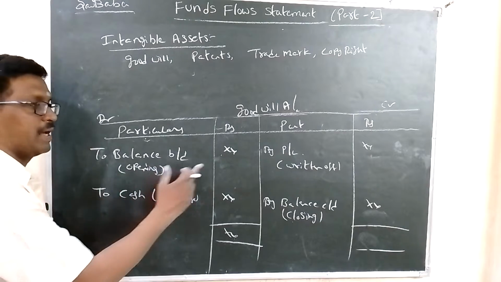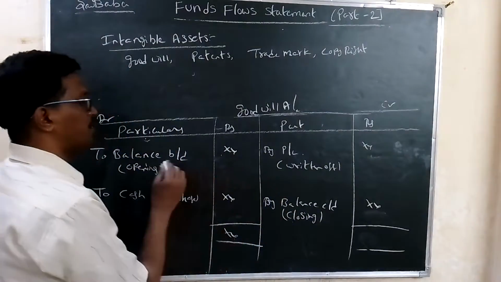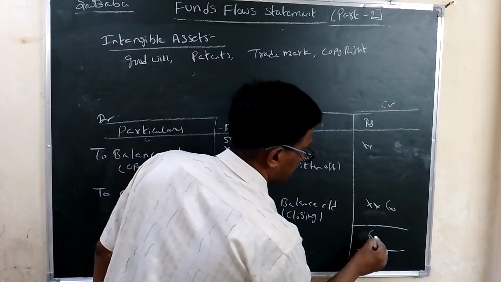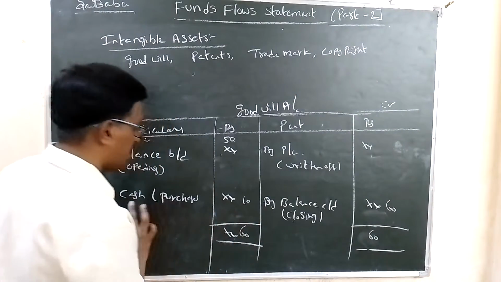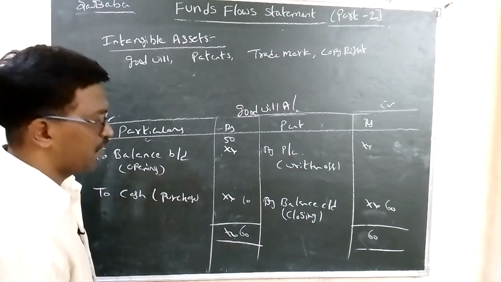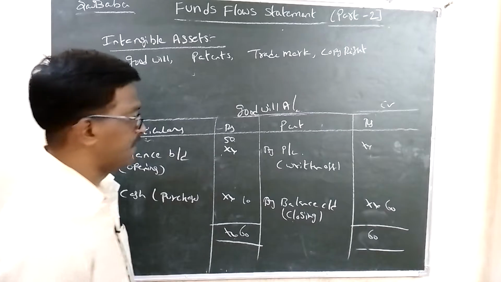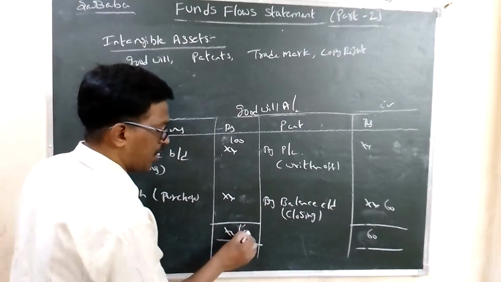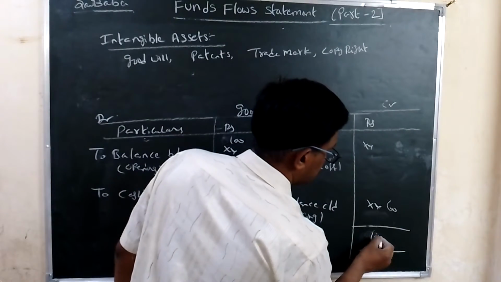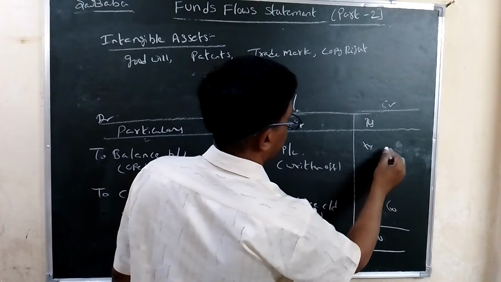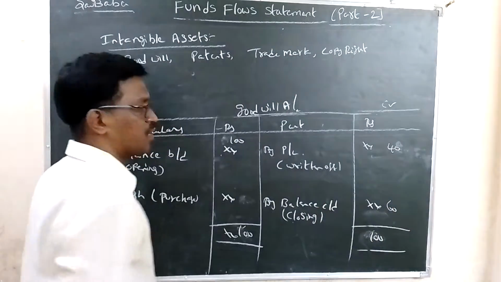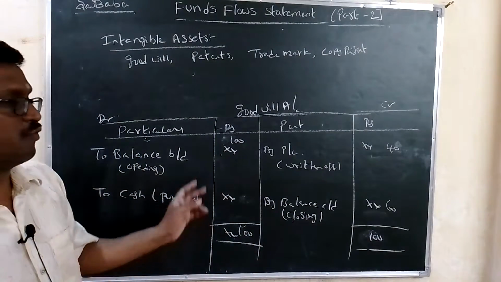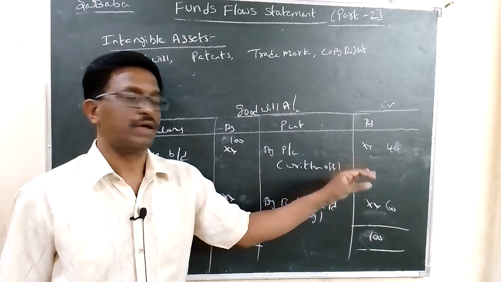So goodwill has opening balance debit and closing balance credit. For example, goodwill opening is 50,000 and closing is 60,000. This means an increase in goodwill, which means a cash purchase, a purchase of goodwill. Now suppose the goodwill amount decreases: opening amount is 100 and closing amount is 60. This means a decrease in goodwill, which is transferred by profit and loss account as written off. So if goodwill increases, it is treated as a cash purchase. If goodwill decreases, it is treated as by P&L written off.